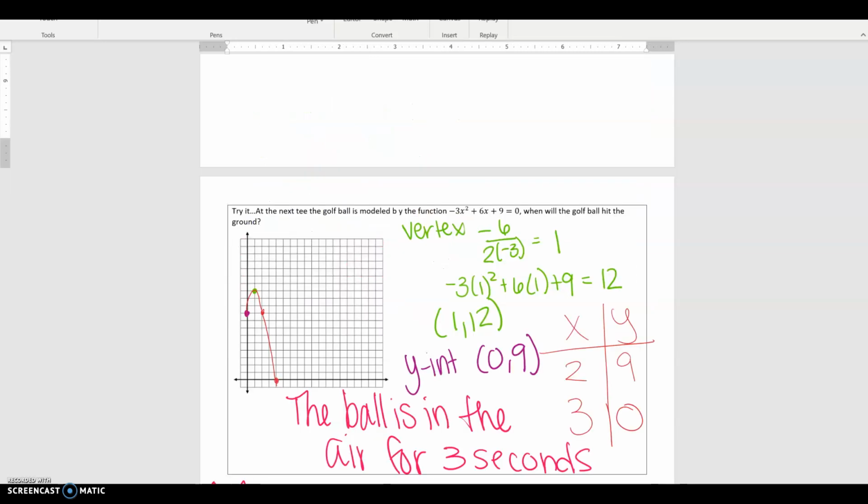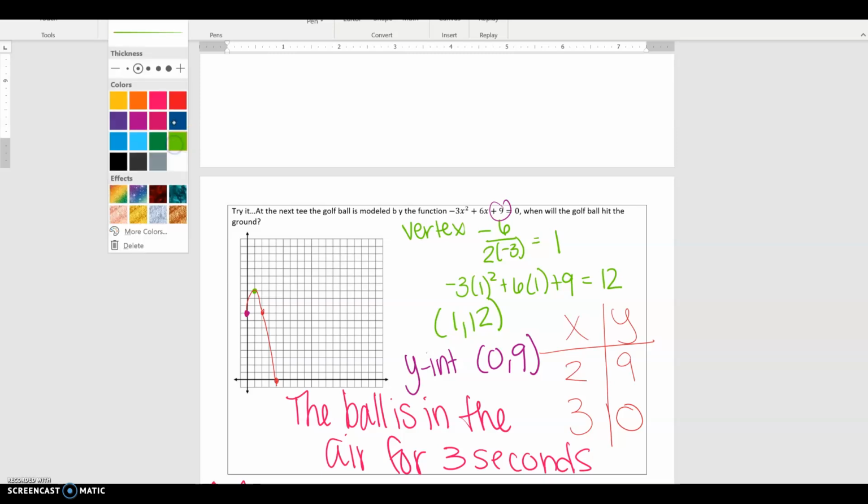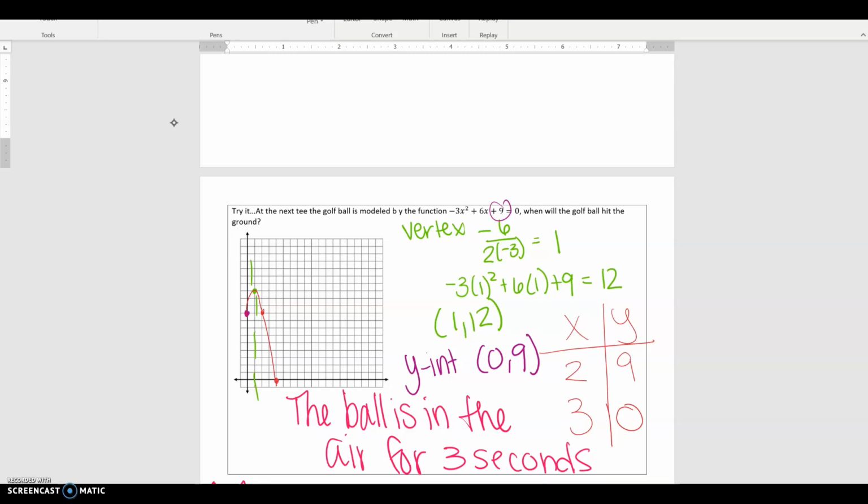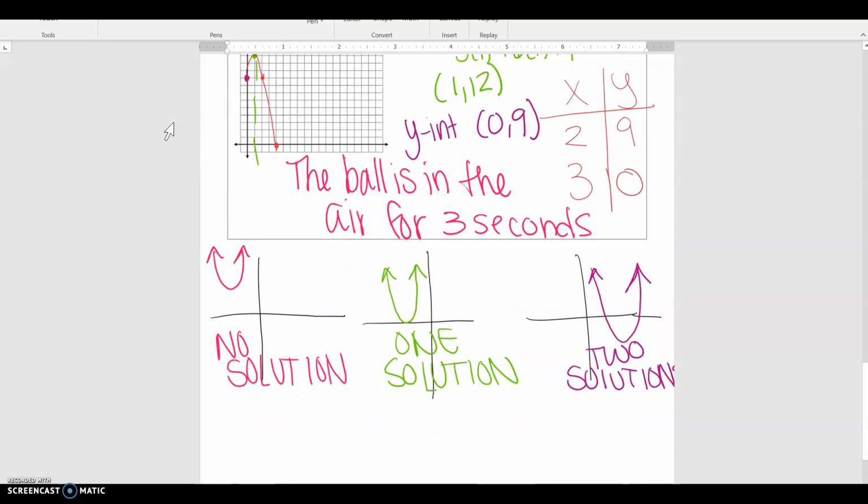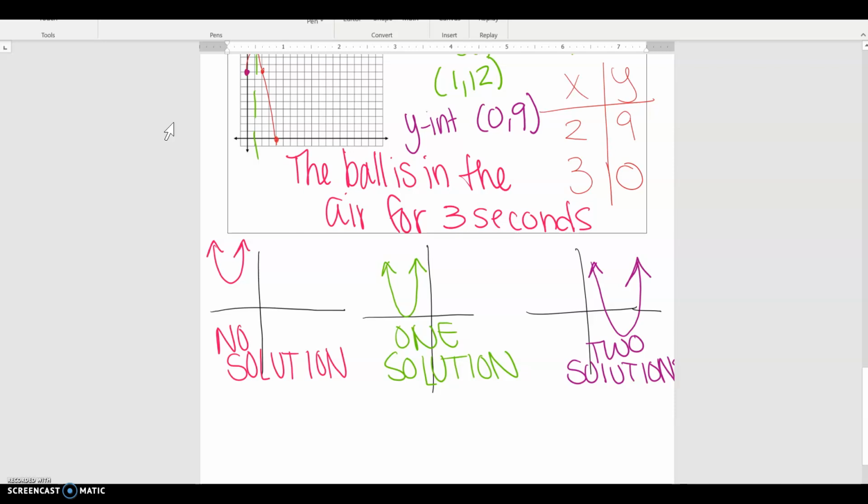Okay, so vertex, negative 6 divided by 2 times negative 3, 1. Plugging in 1, you get 12. So our vertex is at 1, 12. Our y-intercept is right here, the 9. So 1 up 9. Well, I know that it reflects over that vertex. So there's my axis of symmetry. So there's that one. Plug in 3, you get 0. So the ball's in the air for 3 seconds. If you have questions on that, please email me or Ms. Holstad.